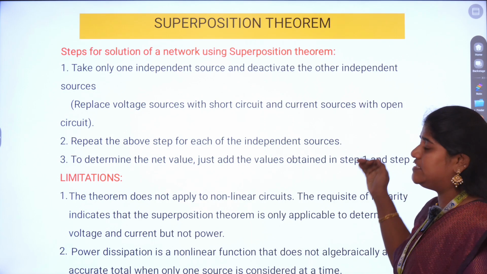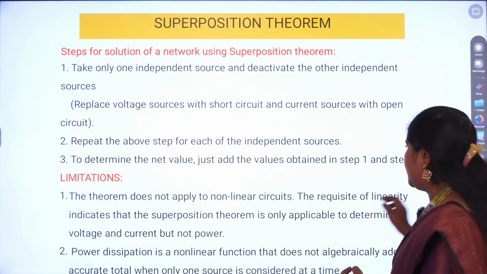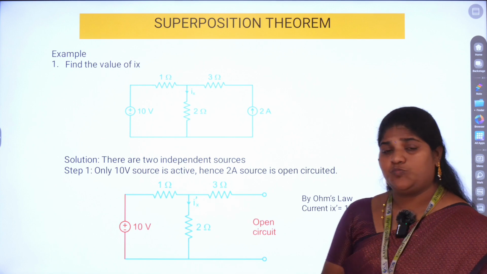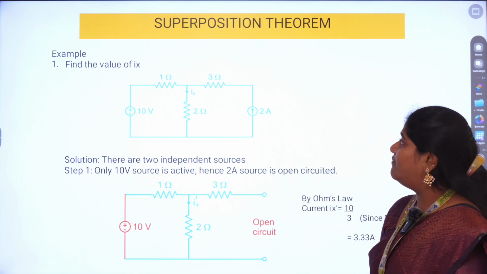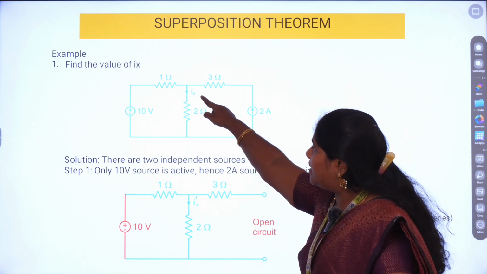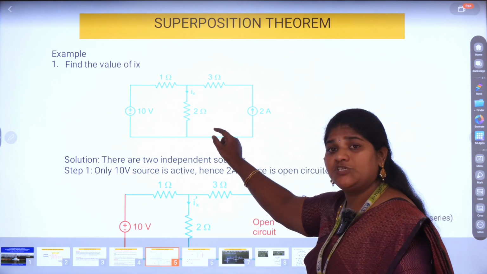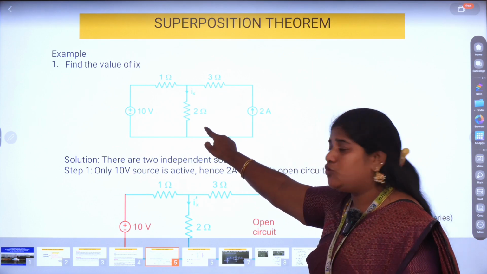Now based upon these steps and the basic understanding of the superposition theorem and its principle, let us see how to find the response of a circuit. So here comes a simple problem. Find the value of the current Ix. As you can see, Ix is the current flowing through the 2 ohm resistor. So using the superposition principle, we have to find the current Ix flowing through the 2 ohms.